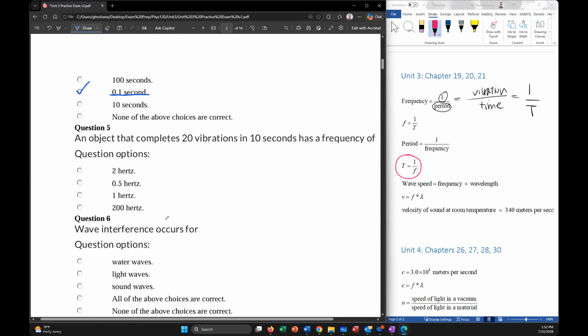Please type down your question if you have any question about any of these problems.